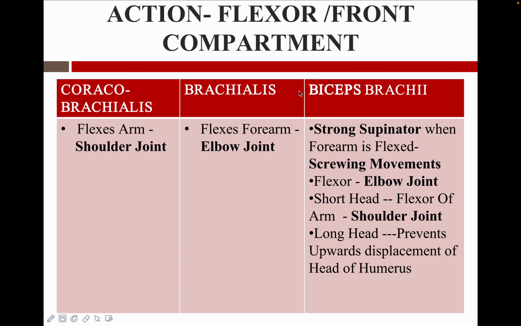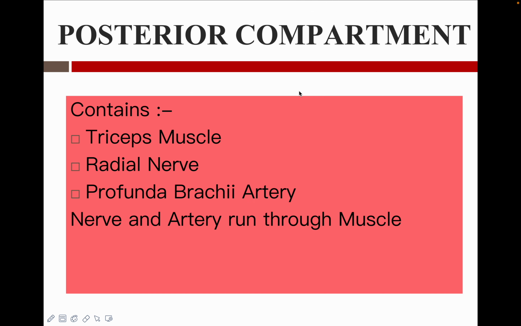So these are the actions. We have already seen the nerve supply. The entire compartment is supplied by the musculocutaneous nerve, and brachialis receives the radial nerve for proprioception. We come to the posterior compartment of the arm. It consists of the triceps muscle, radial nerve, and profunda brachii artery. The nerve and the artery run through this muscle.